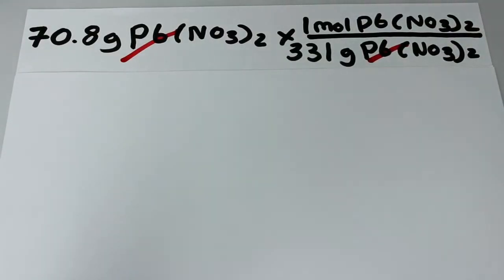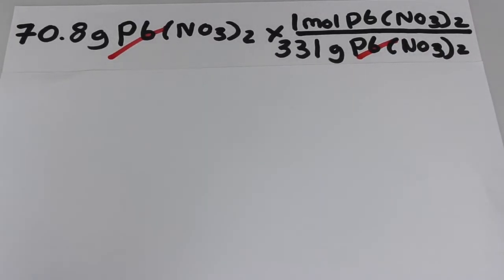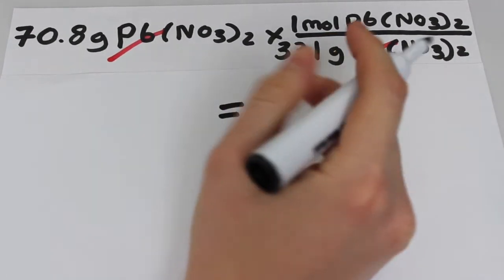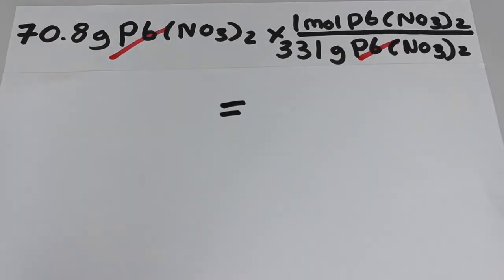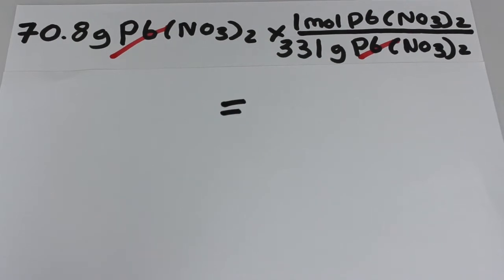And now we can calculate the number of moles of lead nitrate present in the sample. So 70.8 times 1 divided by 331, and we're going to give an answer to 4 significant figures. Now the reason why we're going to give this answer for this part of the calculation to 4 significant figures is because this isn't the final answer to the question, and we want to avoid the situation where we round to too few significant figures too early in the calculation, so as to avoid inaccuracies later on when we come to working out the final answer.